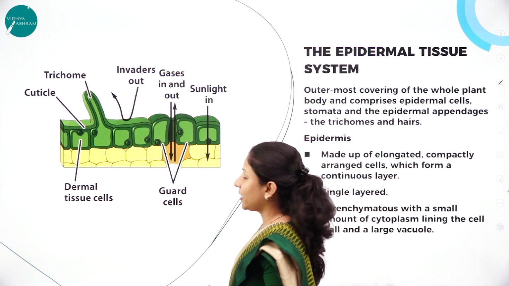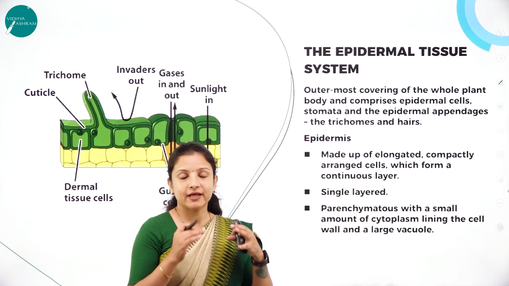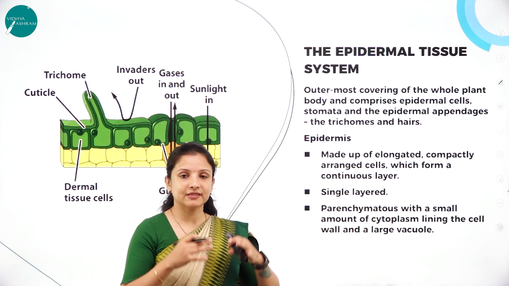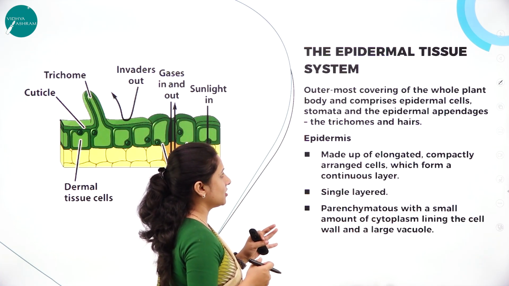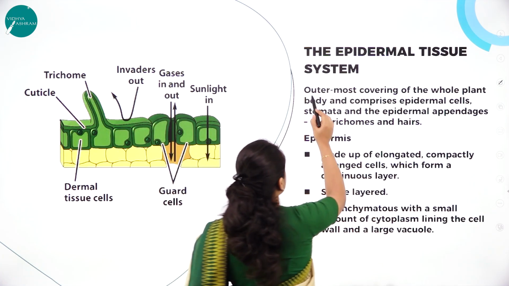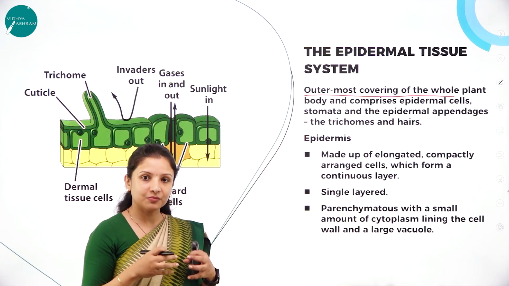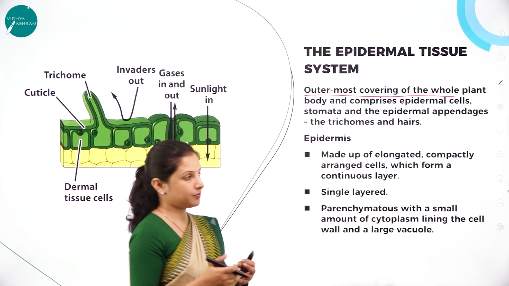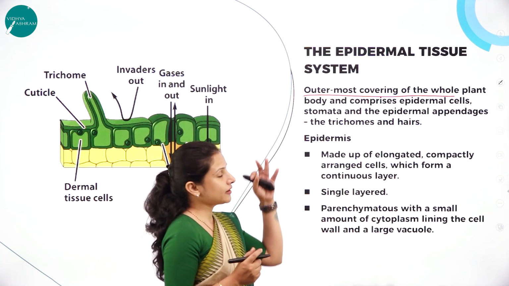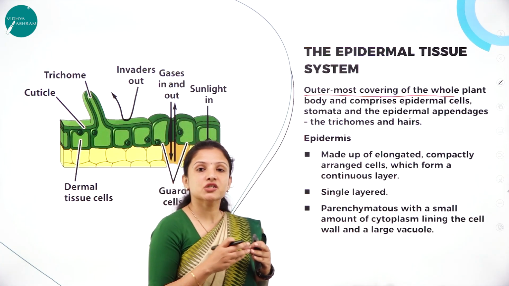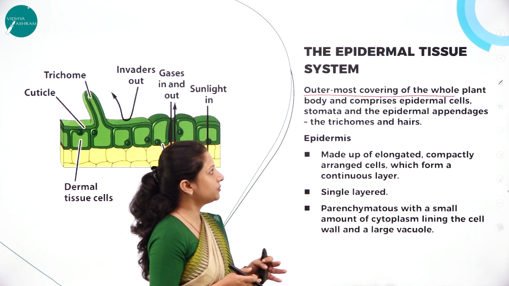So talking about the epidermal tissue system. I told you the epidermis is the outermost covering of the plant. It covers the entire plant, right? This epidermis forms the outermost covering of the whole plant body. What type of cells is it made up of? It is made up of epidermal cells. These epidermal cells are nothing but parenchymatous cells, but their shape is different. They are barrel shaped, and they form the outermost covering of the whole plant body.